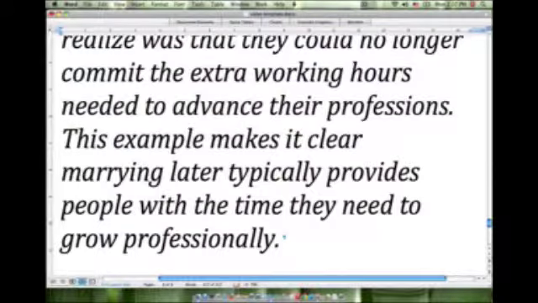Okay, so what we've done is we've linked the idea of marrying early with the idea of having children early, and then at the end in this sentence here, we've just shown that if you marry later, that provides you with more time because you will maybe tend to start your family later. So this example makes it clear marrying later typically provides people the time they need to grow professionally.